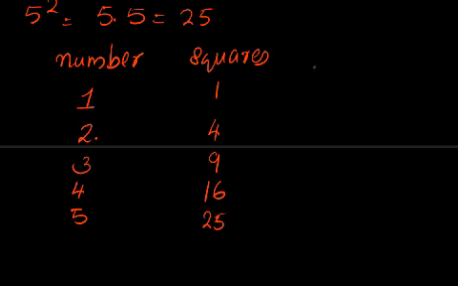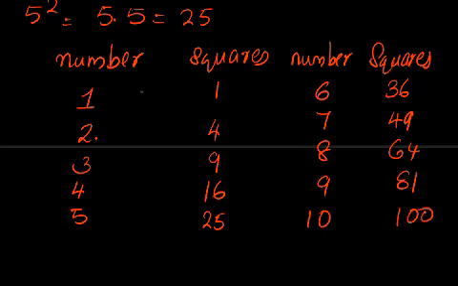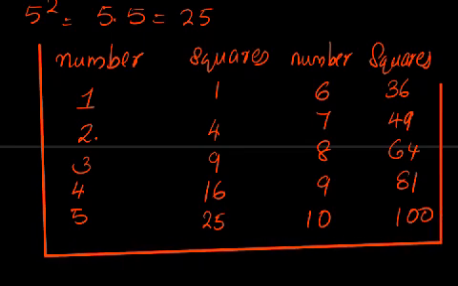Write the remaining things on the right side. Number, then squares. 6, 6 into 6, 36. 7, 7 into 7, 49. 8, 8 into 8, 64. 9, 9 into 9, 81. And 10, 10 into 10, 100. Okay, I put this in one column. So these are the squares of numbers from 1 to 10.